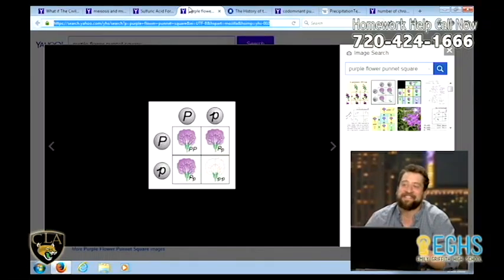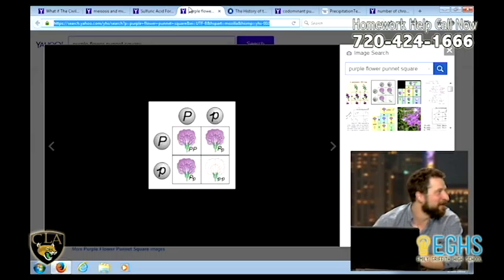So Punnett Squares are a way that we predict probability of a particular genetic trait. This is such a common question. Let me pull up a picture here. There are great pictures online. So if you go to my screen, this is an example of the exact question that's being asked, and this is a really common example given in biology classrooms. So the question is, if you have two parents, the color purple is dominant.